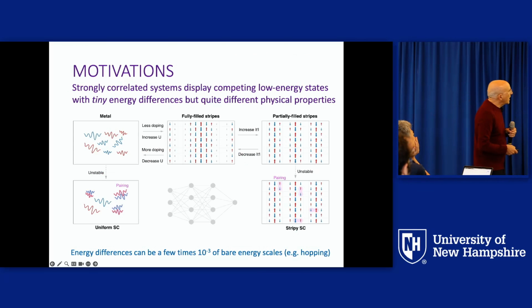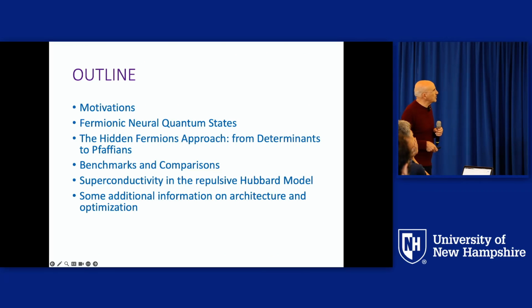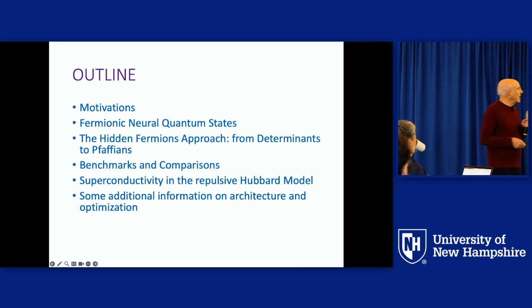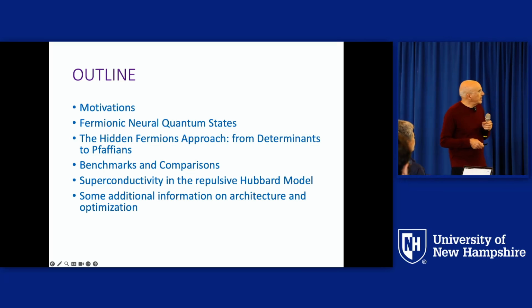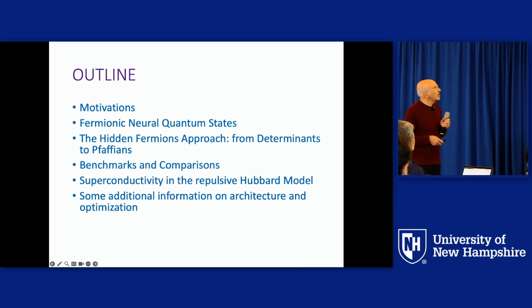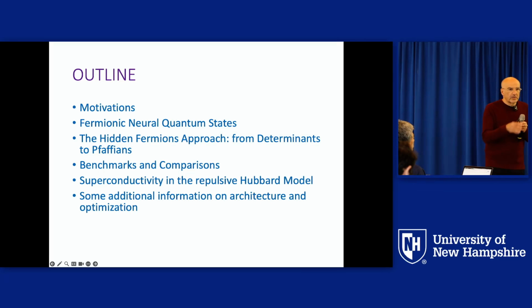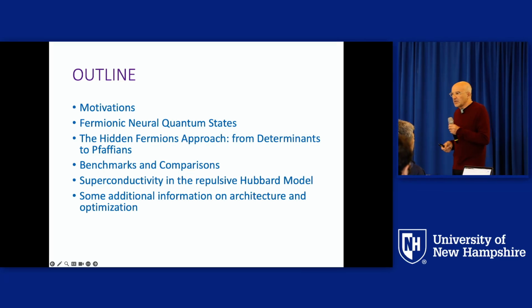So this is what I want to cover in the talk. I talked about the motivations. We need very good variational wave functions, and I will say a few general things about fermionic neural quantum states. Then I will focus on one specific route that we've been pursuing, namely the hidden fermions route to neural quantum states, and our recent work taking what we did a few years ago, namely determinantal hidden fermion states, to what we are doing now, namely Pfaffian wave functions.